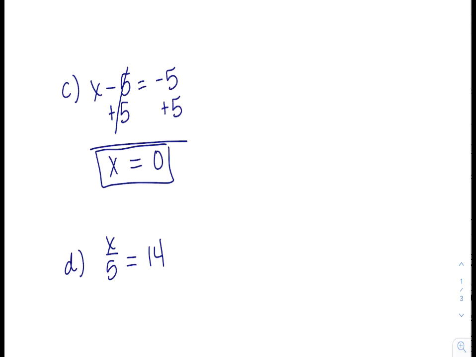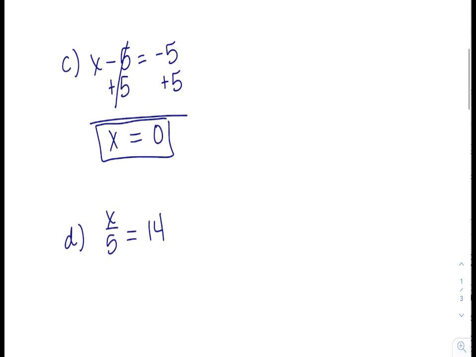In part D, we're looking at x divided by 5 equals 14. Here, to do the opposite of division, we would multiply. So I'm going to multiply both sides by 5, making the 5's on the left cancel, and so x equals 14 times 5, which is 70.